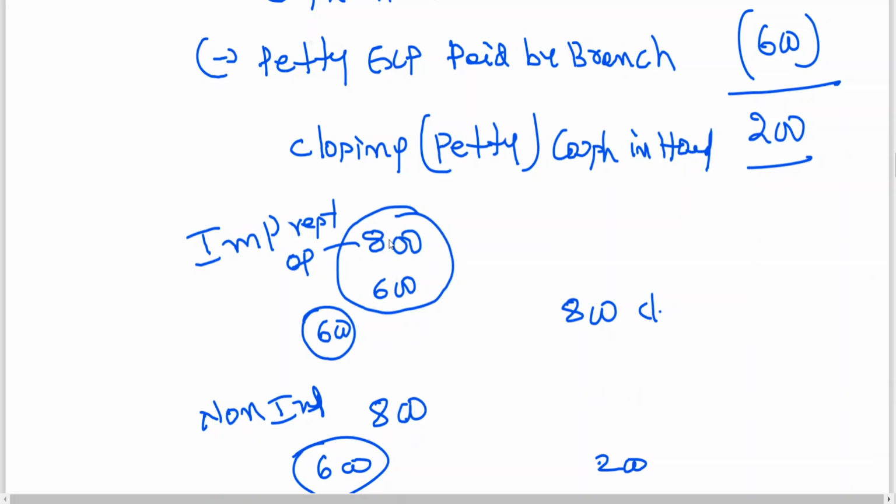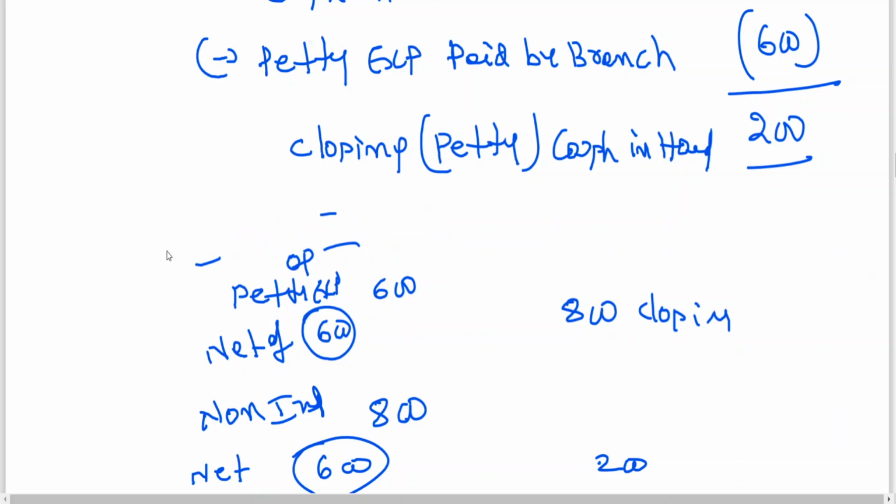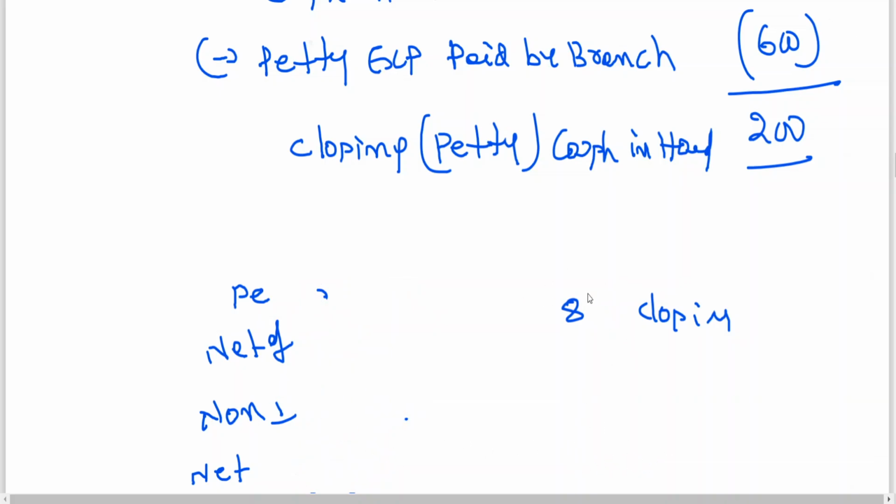I repeat once again: 800 opening, closing 800 under the imprest system. This is petty expenses incurred. If you see, the net effect is 600, no? Now non-imprest, 800 opening, closing 200. What is the net effect? 600. So that means branch account is being debited in both the cases with how much? 600 rupees. So either you follow imprest or you don't, the treatment will be the same.